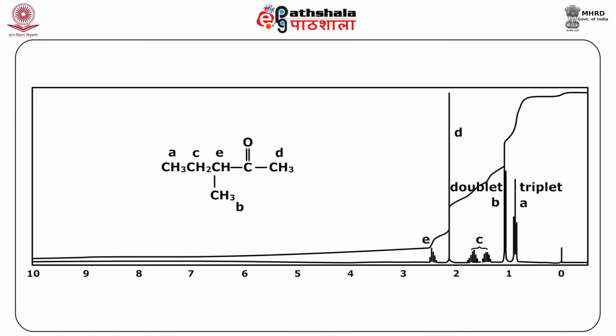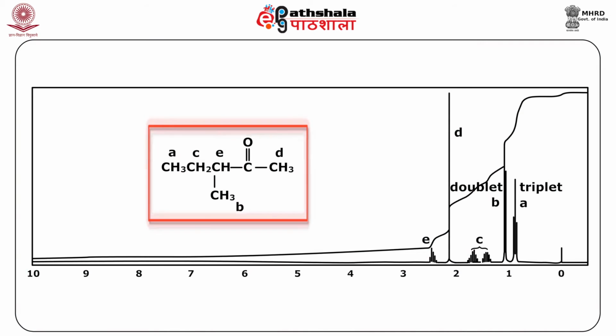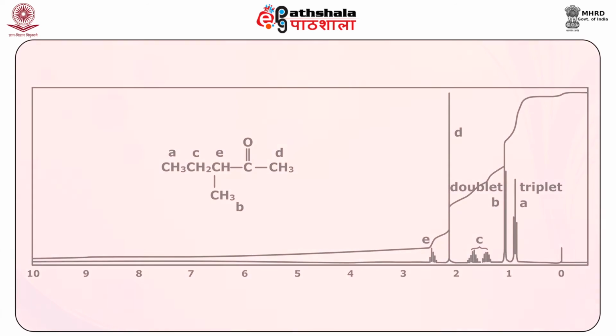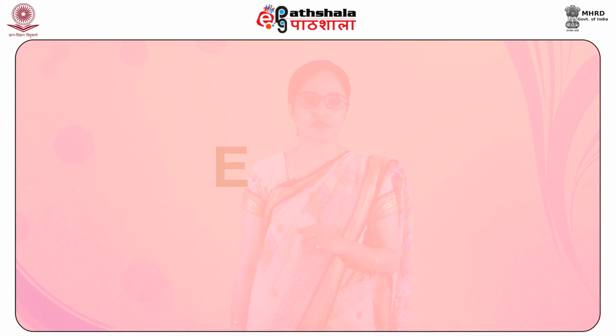Now, have a look at this figure which is showing the proton spectrum of 3-methyl-2-pentanone. Notice that there is a sharp singlet at 2.1 ppm, which is a characteristic peak of a methyl ketone. Now, you can easily, by these factors, distinguish ketones from other functional groups as well as other carbonyl containing functional groups. Let us now come to the next series of carbonyl containing functional groups, that is esters.